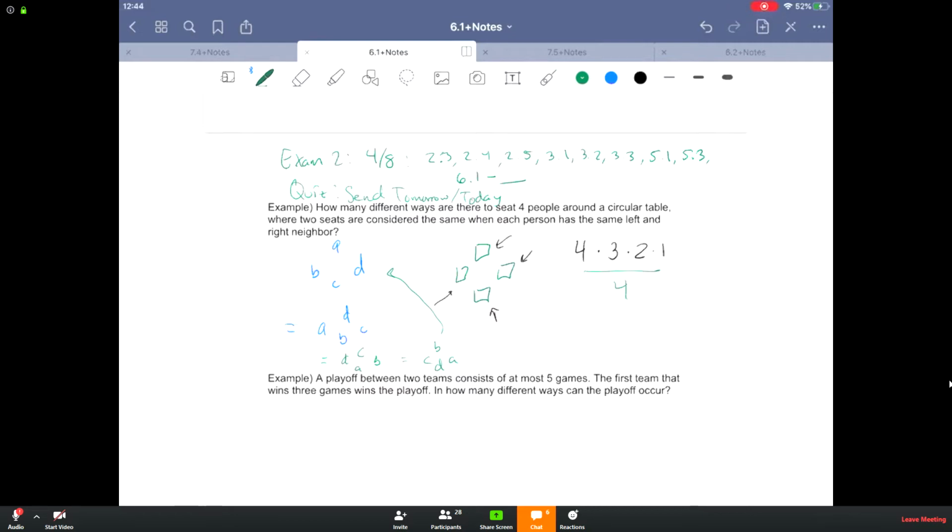So you got to divide by four, which should leave you with six. Right. We're gonna use this notation a lot today. The top is 4 factorial, right, over 4, and that's 6. You can just leave it as 4 factorial. We're going to use a lot of factorials today.